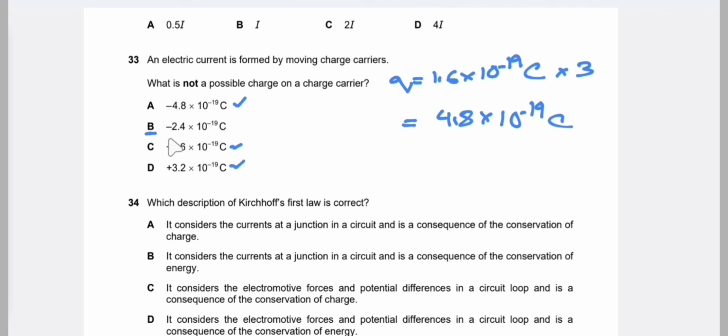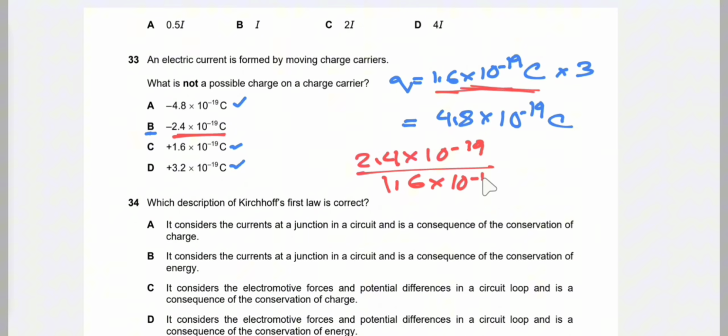But for option B, we can see that this value and this value is not a multiple, but it is a fraction. That is 2.4 into 10 to the power minus 19 by 1.6 into 10 to the power minus 19. If we divide these two values, 2.4 by 1.6, we would get 1.5. So this is a fraction. Since this is not a whole number, the answer B is wrong. That is, this is not a possible charge.